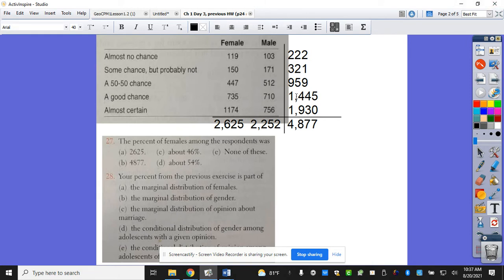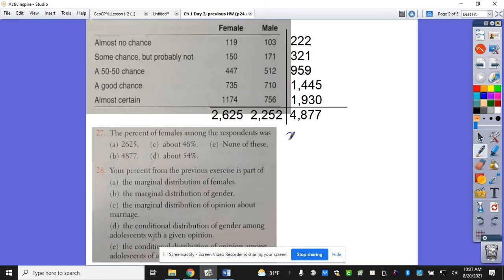I went ahead and wrote in the totals so we don't have to sit there and write those down. So to find this one, I'm doing what divided by what? 2625 over 4877. And that gives us 53.8.